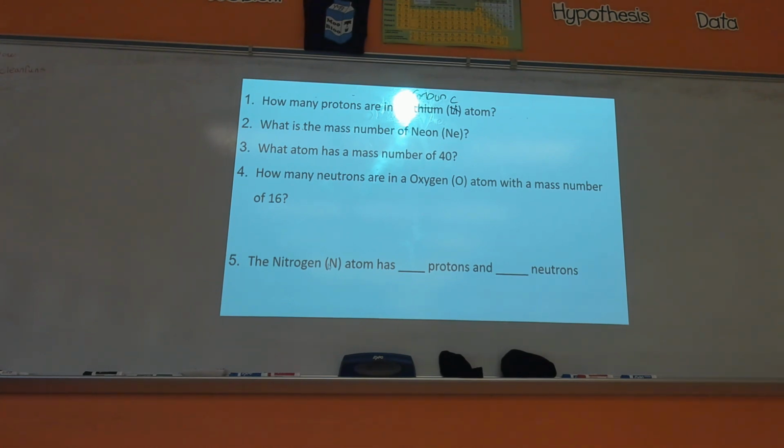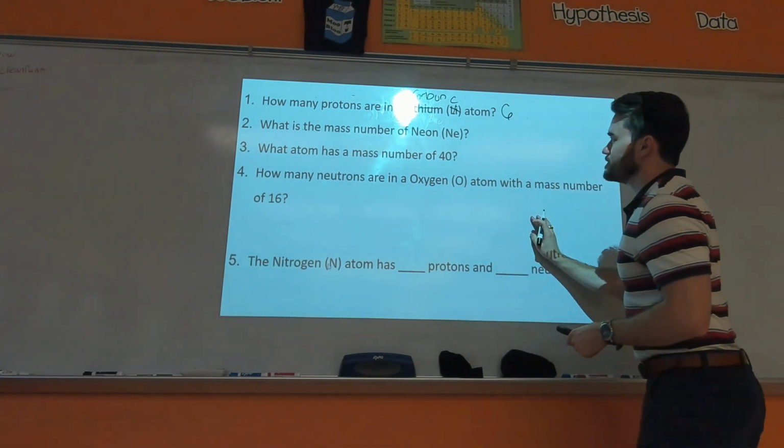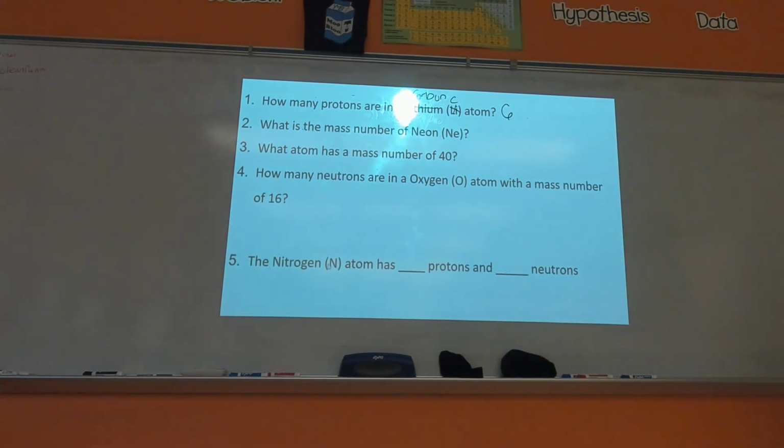So you'll see it shown a little bit differently depending on what periodic table you look at. On ours, it's the number in the top right-hand corner, so it's the blue number. It says 6, 7, 8. So carbon would have 6 protons.